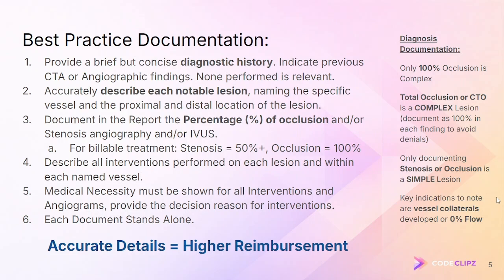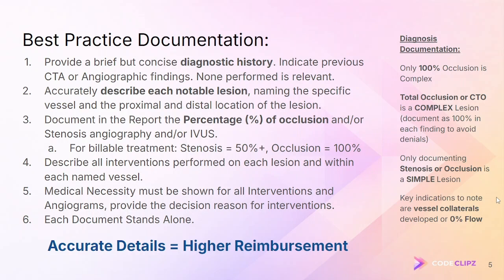charge for it, the fact that it is billable, and occlusion now in 2026 will have to be documented as total or 100% occlusion. So just for avoiding denials and for best practice, document the percentage of lesion for each lesion that you record. Describe all interventions performed in each lesion accurately, and you can even name the device, that's best practice, and name the vessel it's attached to.